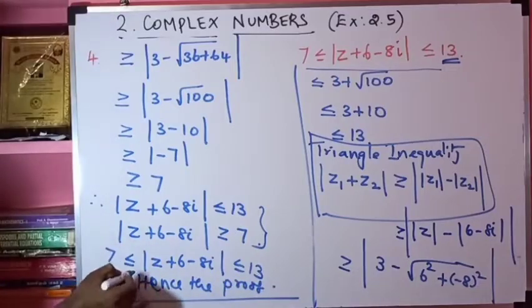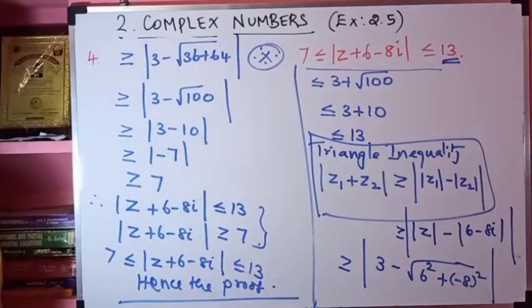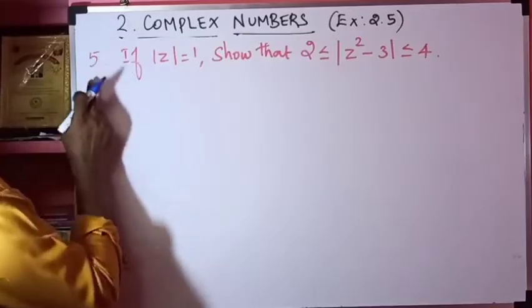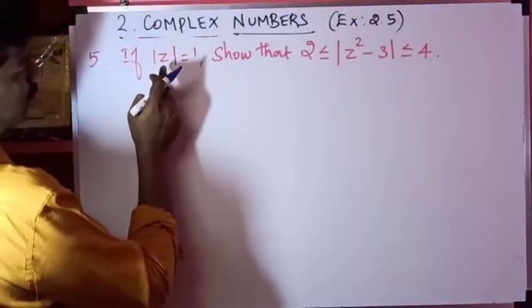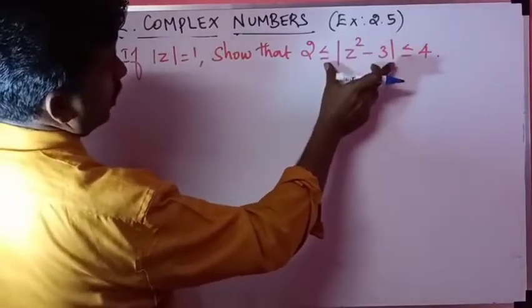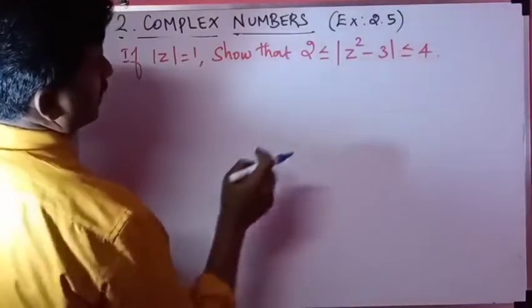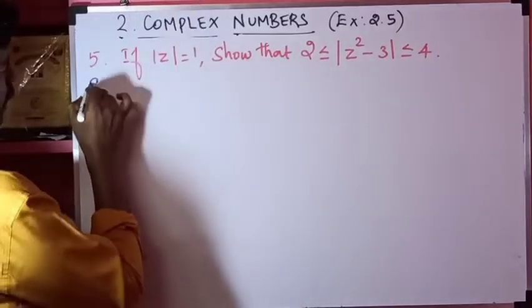புரியுதுங்களா? This is very important problem, right? இப்போ நம்ம next problem பார்க்கலாம். See the fifth problem in exercise 2.5. If modulus z equal to 1, show that 2 less than or equal to modulus z square minus 3 less than or equal to 4. இப்போ fourth sum போட்டோம் இல்லையா, அதே மாடல் தான் பாருங்க.